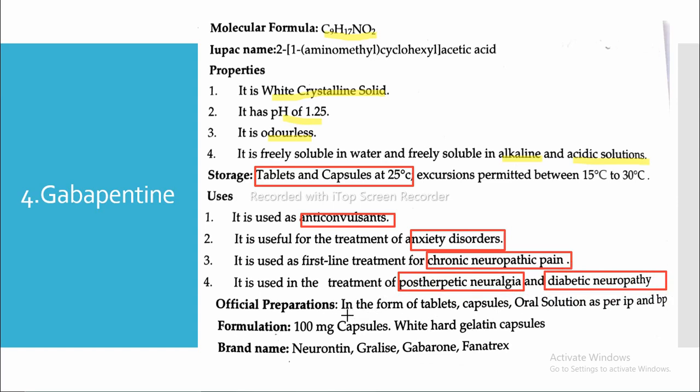Next, we have the official preparation in the form of tablet, capsule, oral solution as per IP and BP. IP is Indian Pharmacopoeia and BP is British Pharmacopoeia. So these are the oral preparations.